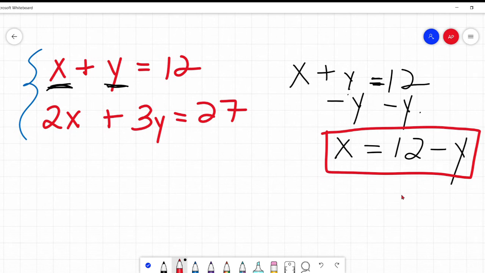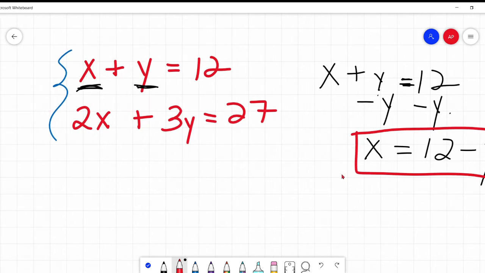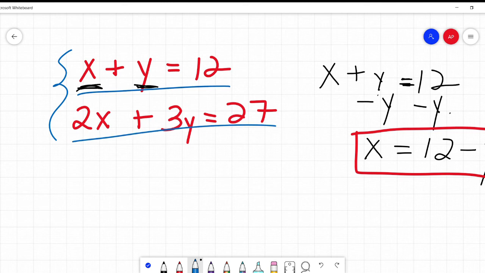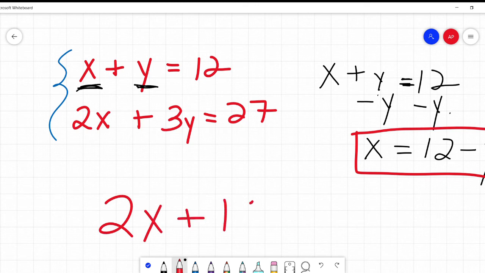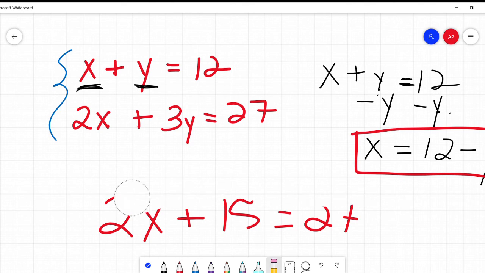So x equals 12 minus y. The whole goal for substitution and for elimination, we are trying to take one of these equations, either one, and get rid of one of the variables in it so that we have an equation with just one variable. Because if I have just one variable, like say if this was 2x plus 15 equals 27, it's like, cool, I got that. I can do that.